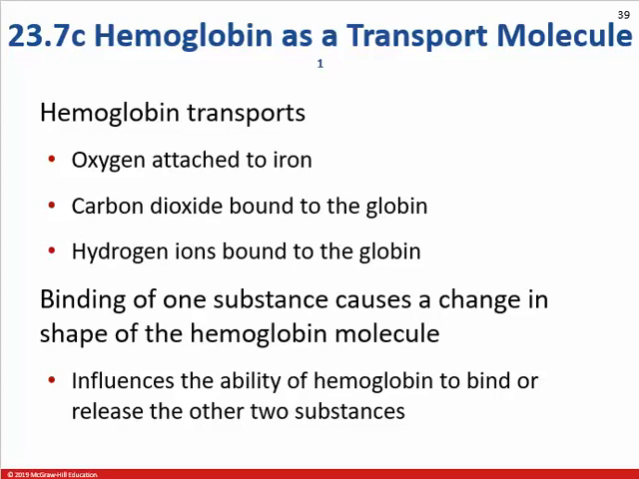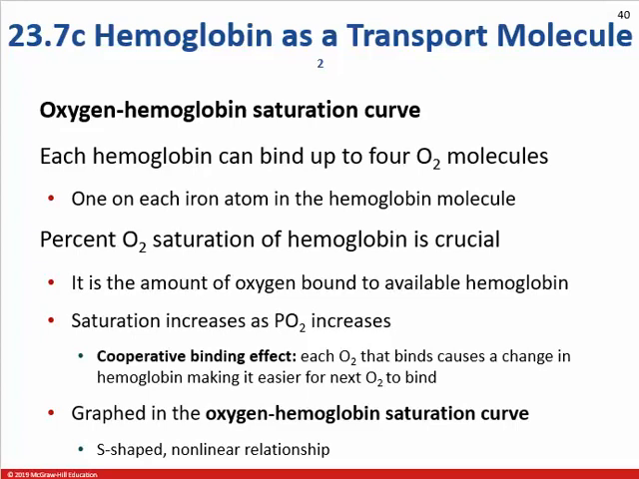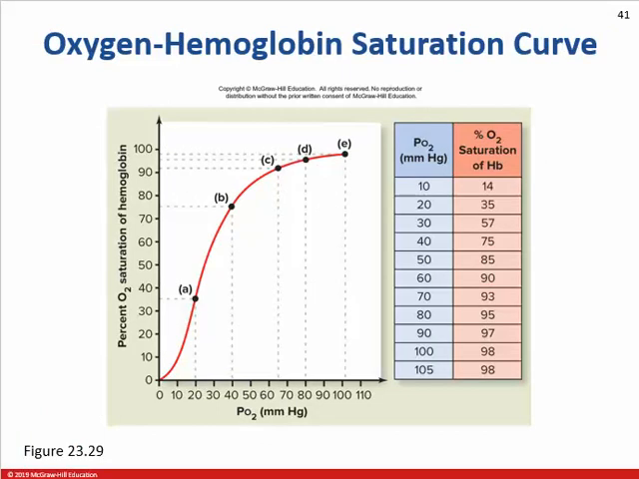So the hemoglobin, as I said, oxygen is attached to iron, carbon dioxide to the globin. Now, what's interesting is that having one of these things on the hemoglobin changes the ability to carry the other one. Let's say the other two, because hydrogen ions as well. But we're mostly concerned about the two. So really, each hemoglobin will take 4 oxygens, because there's 4 irons, and as saturation increases, it makes it easier for the next oxygen to bind, and we call this the saturation curve. So we end up with this S-shaped curve.